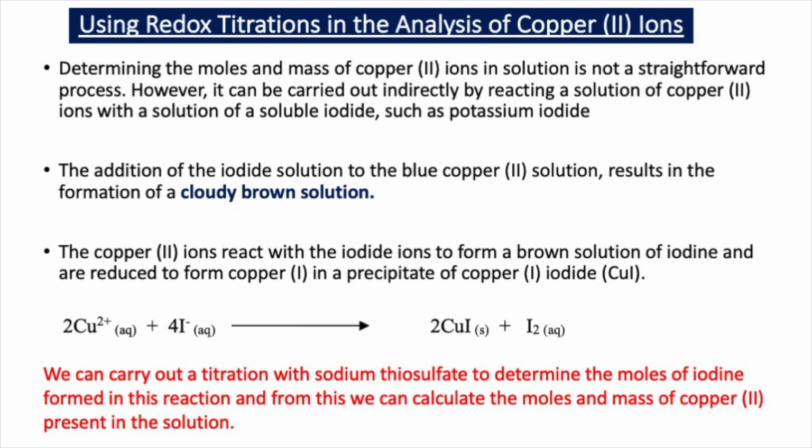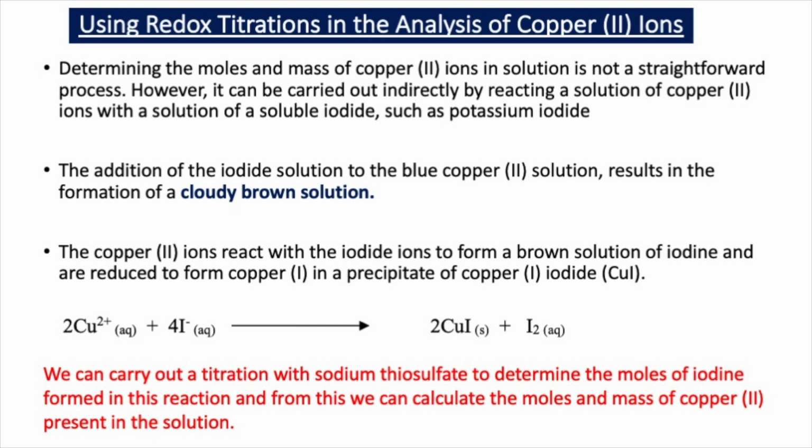Now in this video we're going to look at how we use redox titrations in the analysis of copper 2 ions. Now determining the moles and mass of copper 2 ions in solution is not a straightforward process. However, we can carry this out indirectly by reacting a solution of copper 2 ions with a soluble iodide, such as potassium iodide. Now if you add an iodide solution to blue copper 2 solution, the result is the formation of a cloudy brown solution. And this is because the copper 2 ions react with the iodide ions to form a brown solution of iodine and are reduced to form copper 1 plus in a precipitate of copper 1 iodide.